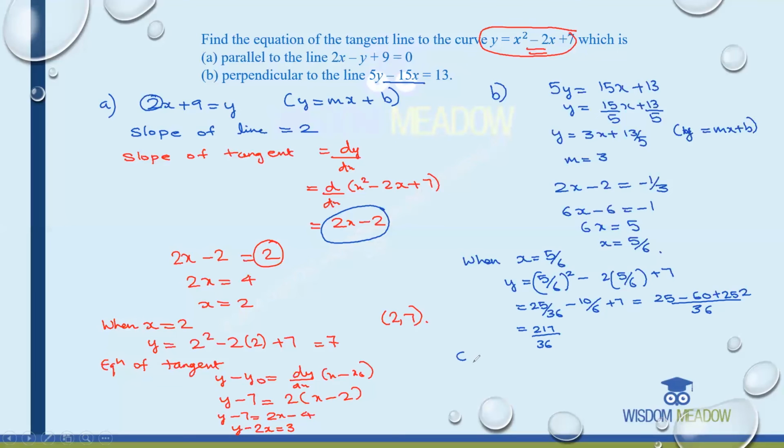So now the equation of tangent is going to be y − y₀ = dy/dx into (x − x₀). We have found that this point is (5/6, 217/36). So using that, y − 217/36 = the slope of the tangent, which is −1/3, into (x − 5/6). Now just simplify it, and that will give you the equation of tangent.